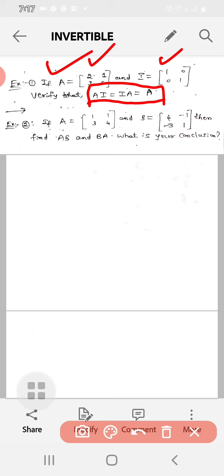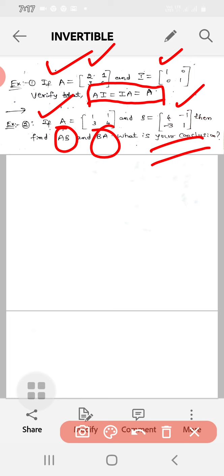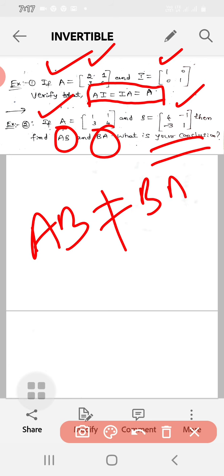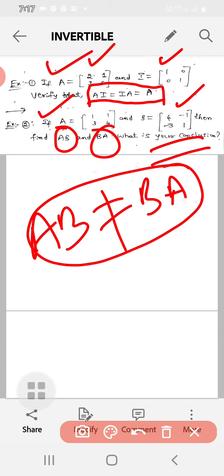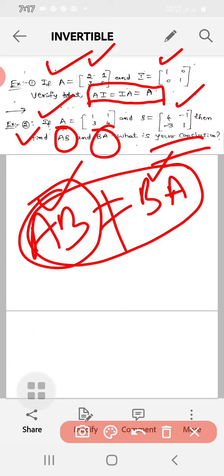For the second example, I have considered two matrices. If A is equal to [1, 1; 3, 4] and B is equal to [4, -1; -3, 1], then find AB and BA. Then what is your conclusion? We have to find the products AB and BA and write our conclusion. We know generally AB is not equal to BA. The commutative property does not hold good for multiplication of matrices. Even so, for this particular example, we have to find AB and BA. Let's see what happens.